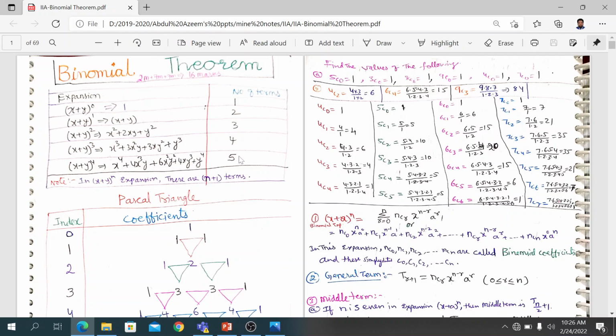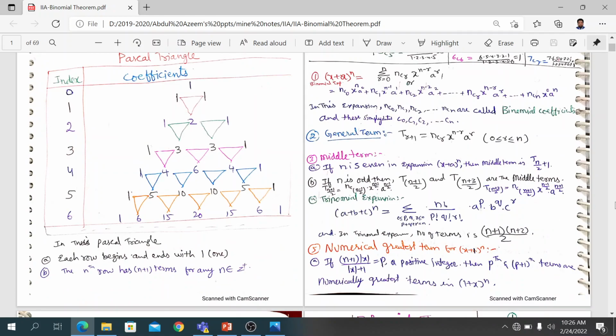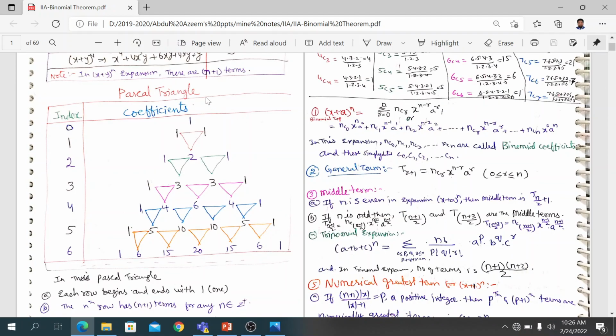So in general, in the expansion of (x + y) to the power of n, there are n plus 1 terms. So this is regarding binomial expansion. Let us see Pascal triangle. Here it is the index and here it is the coefficient.